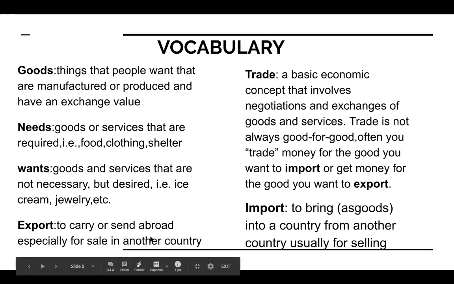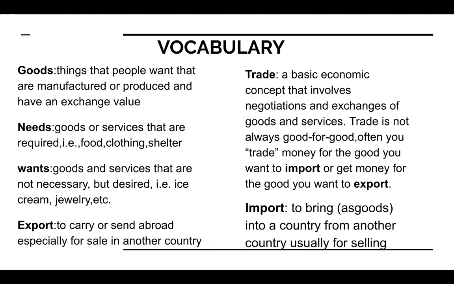Today's vocabulary terms that we're going to learn about are goods, needs, wants, export, trade, and import. These are some words that we're going to be seeing a lot of during this lesson. Goods are things that people want that are manufactured or produced and have an exchange value. Needs are goods or services that are required, such as food, clothing, shelter. Those are things that we need. Wants are things that we don't really need, but are desired, like we really want them. So goods and services that are not necessary but desired, such as ice cream or jewelry.